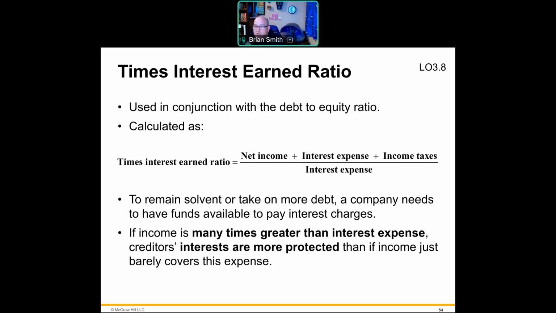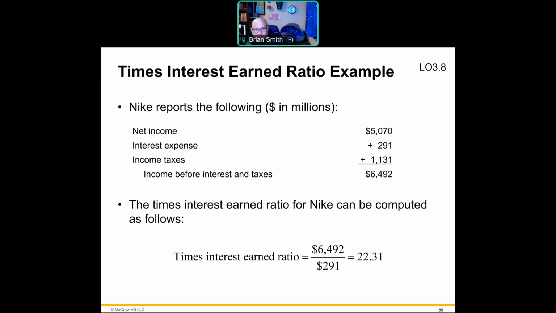In fact, most income statements are going to cover this for us. Our income statements are going to give us our net income before interest and taxes, so we don't even have to really add those back in. A lot of times it's going to be on the income statement. So then you just take that and divide it by interest expense. So let's look at Nike's. Nike's times interest earned ratio is 22.31.